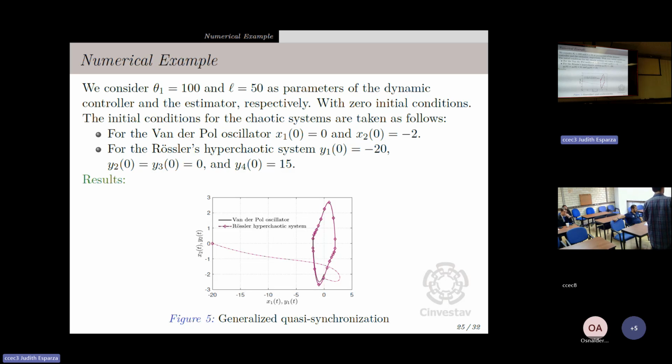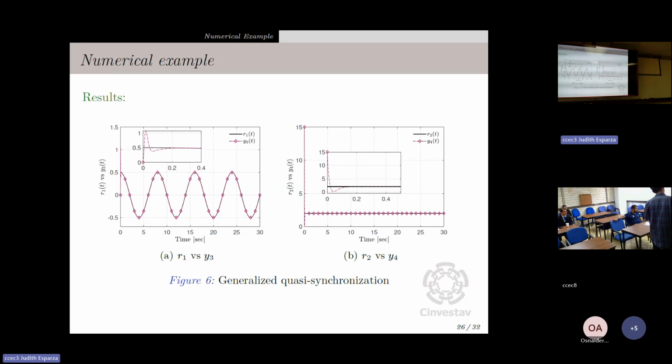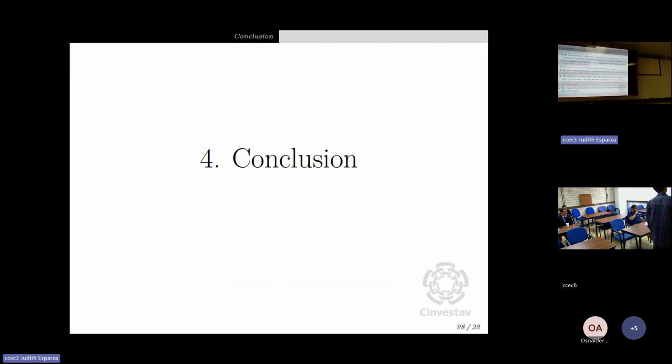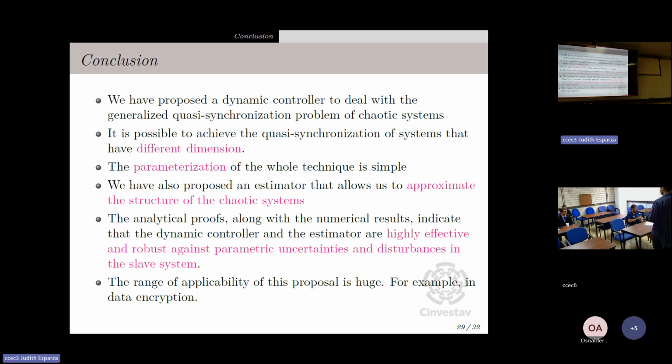Initial conditions and the results. We obtain quasi-synchronization in this case between the Rössler system and the Van der Pol system, and obviously the desired functions for the variables y3 and y4. The estimates, usually the hardest problem is to estimate this variable, and the behavior of the first component of the dynamic controller.